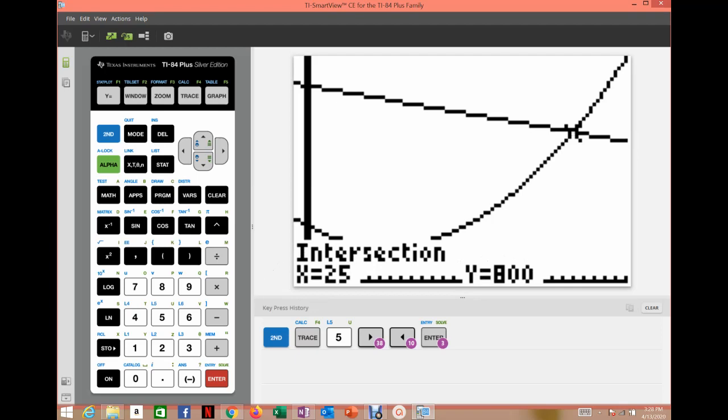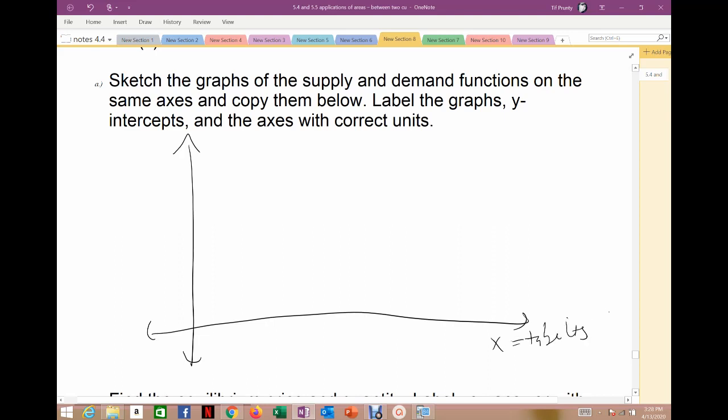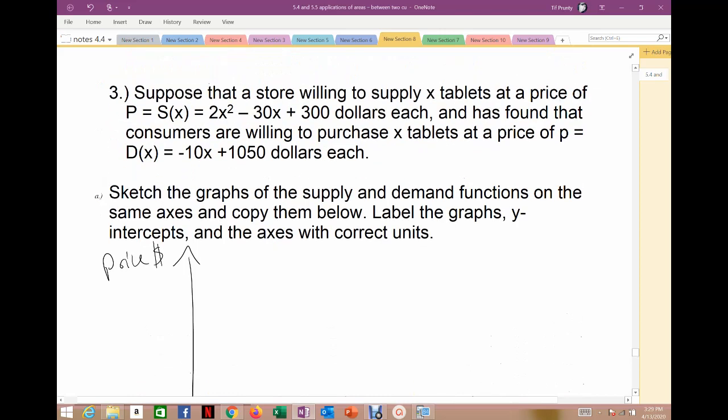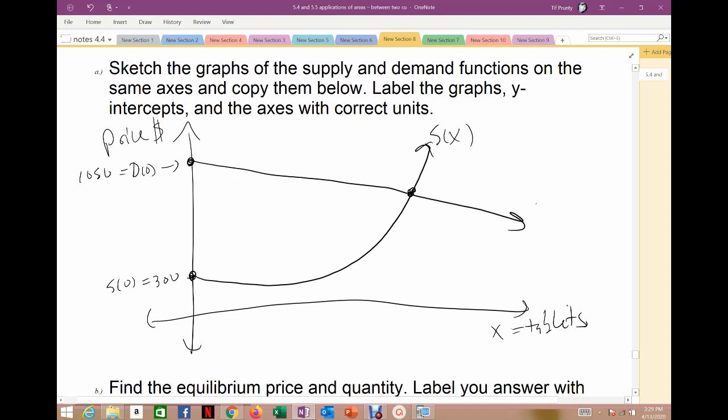All right, so going back to my graph, and graph that all out and label everything carefully. Sketching my graph in the first quadrant, this represents tablets, and this is price in dollars. My supply actually, when I plug 0 in, I get 300 out, so that one doesn't start at 0, it starts up here. My supply at 0 is 300, and then if you go back and look at the picture on the calculator, it went down and then up. So there's my supply labeled. Then my demand at 0 was 1,050, and it hit somewhere around here, and it was a straight line. So there's my demand.